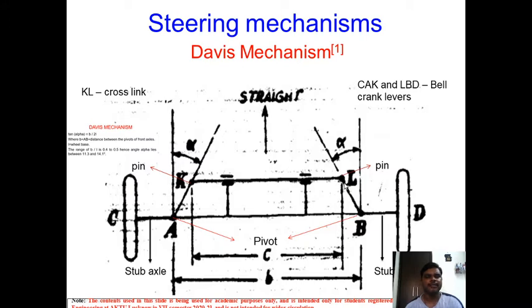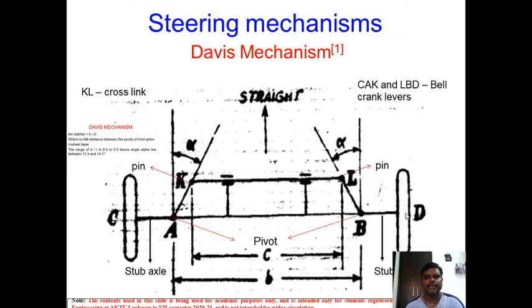In this Davis mechanism, we can see that C and D indicate the tires. This is the stub axle over which the wheels are mounted, and this is the other stub axle. There we can see a bell crank lever in the form of this steering arm. CAK and LBD are the two bell crank levers, which have pivots at point B and point A. These are two pivots.